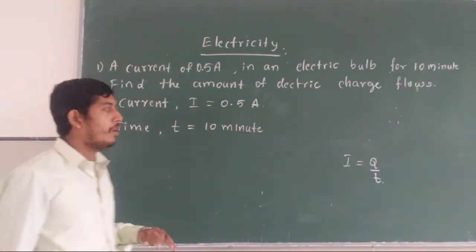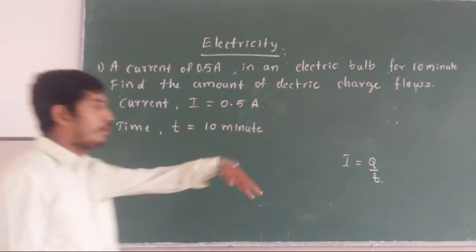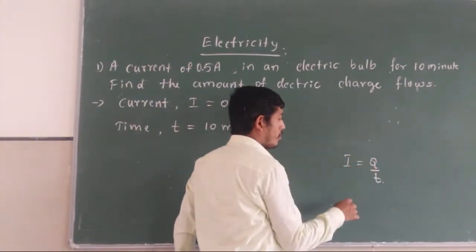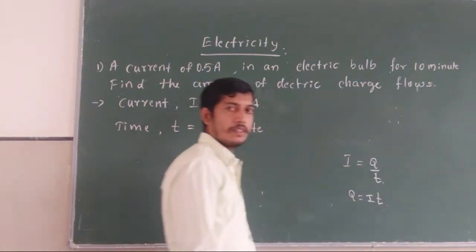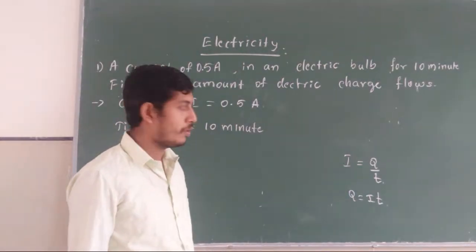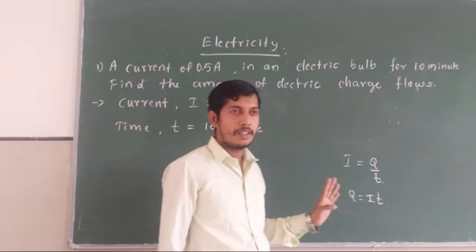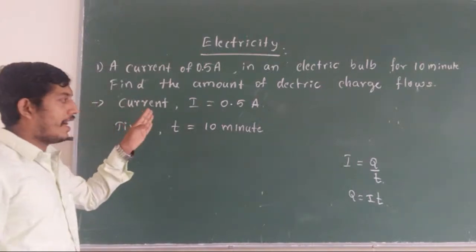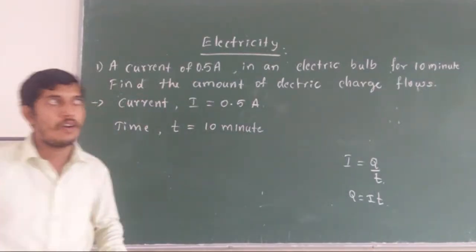Just comment, what is the value of Q? What is the value of Q first? If not, I will do the next step. When we do cross multiplication, it becomes Q equals I into T, because 1 is present in the denominator. 1 into Q is Q, and I into T is I T. Now we have the current I and time T. Now comment, what is the value of Q?